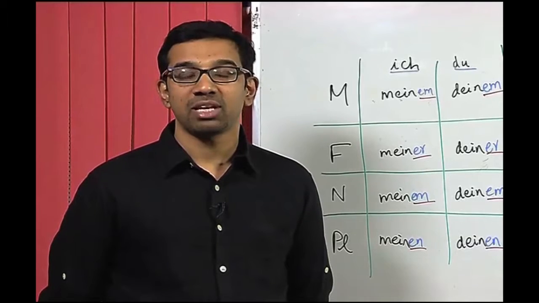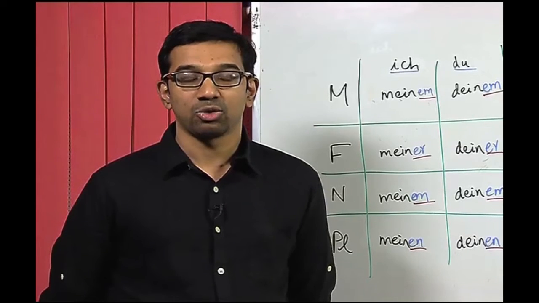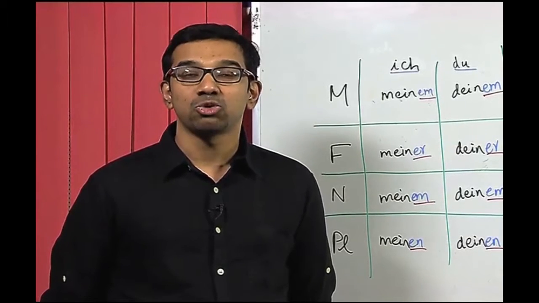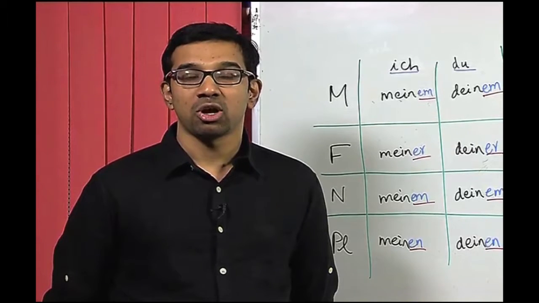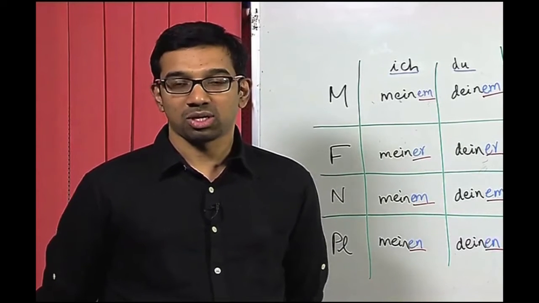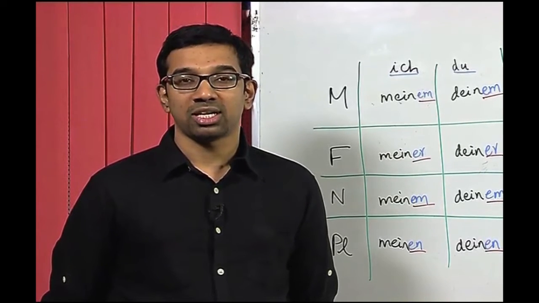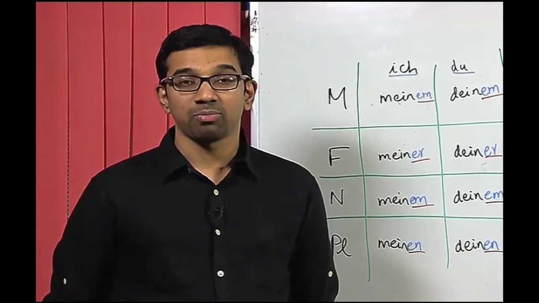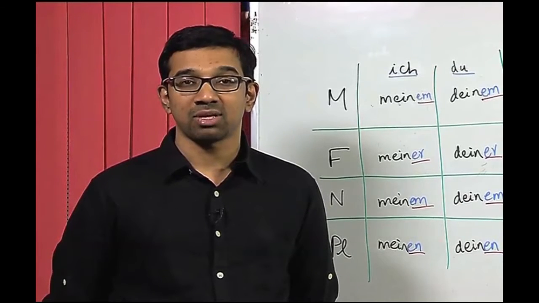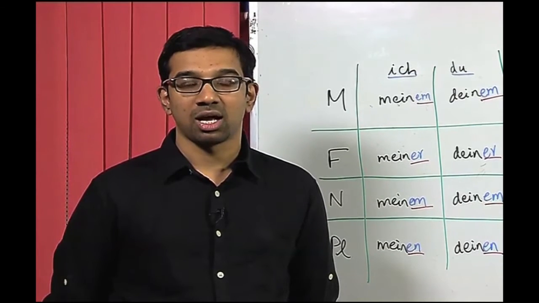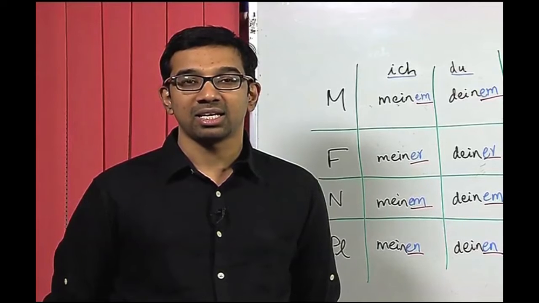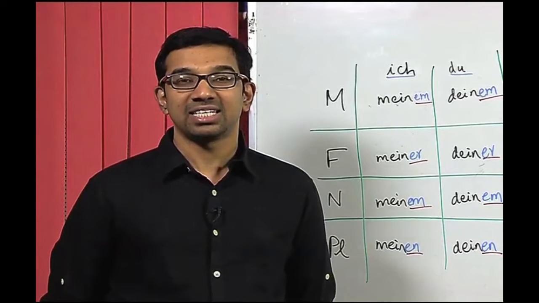You are already familiar with the concept of possessive article. You know that possessive article is used to show the possession of a noun by another noun. So we know how possessive article changes its form from nominative to accusative in all the pronouns. Now let us look at the ending of the possessive article in dative.